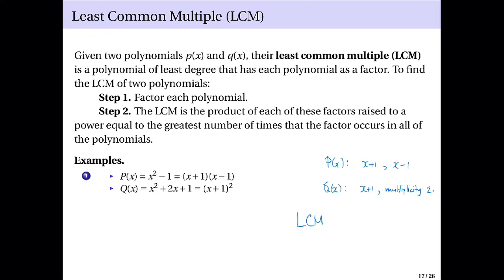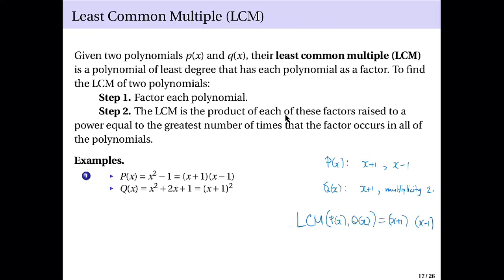So, the LCM of P of x and Q of x will be the product of all the factors that we see. Okay? You have x plus 1 in here, you have x minus 1, and again, x plus 1 appeared. So you'll just write x plus 1 once for this. So you have your x plus 1, and then x minus 1. But according to this, look at this.